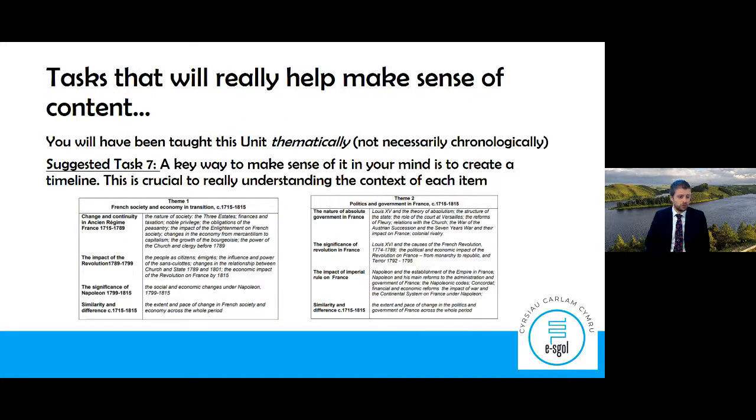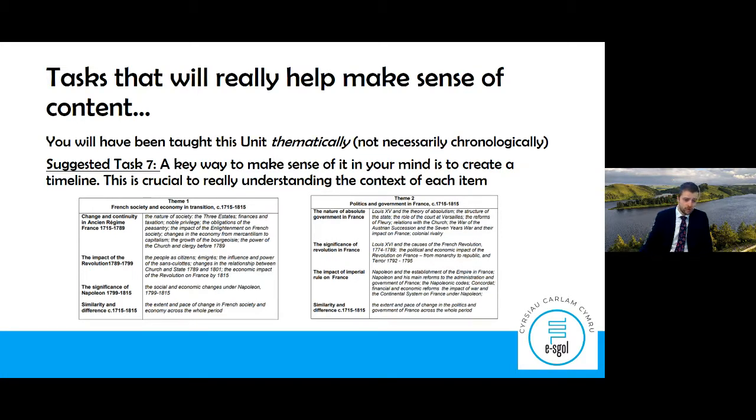And my final suggested task is that you will have been taught this unit thematically. My students will have been taught it thematically. You will almost certainly have been as well, and not necessarily chronologically. It won't have been looked at as one event after event after event, following it in time order. So a key way then to make sense of this in your mind is to create a timeline, right? A timeline of events, and this is crucial to genuinely understanding the context of each item.